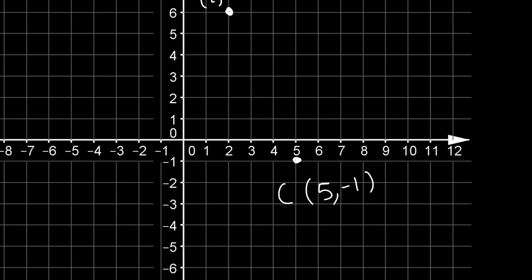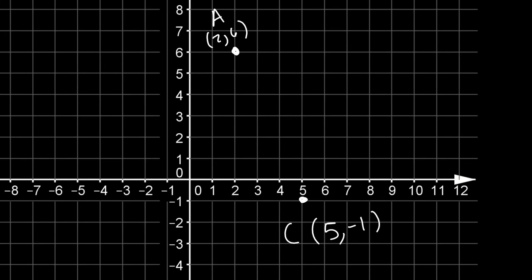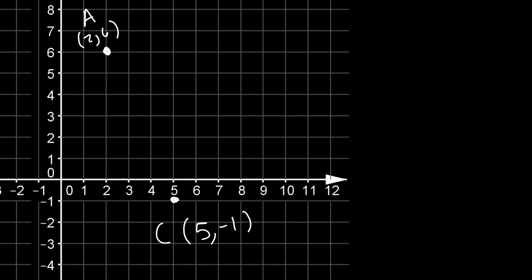Okay, now it's working. So I've got that A was at (2, 6), and C is at (5, -1). So two questions. We're considering segment AC, and they're asking us to find the location of the midpoint of segment AC and also figure out how long segment AC is. Finding the equation for AC is pretty easy for us at this point.